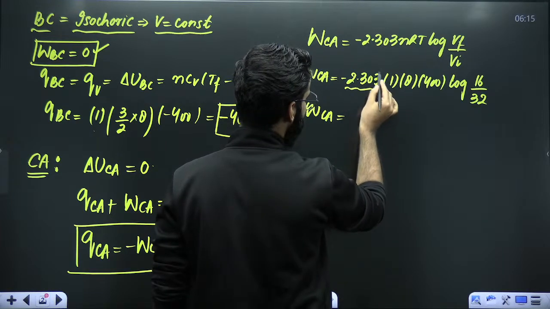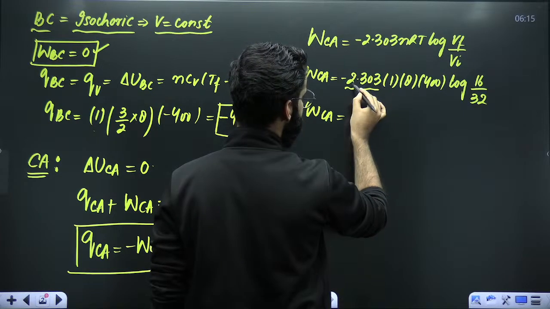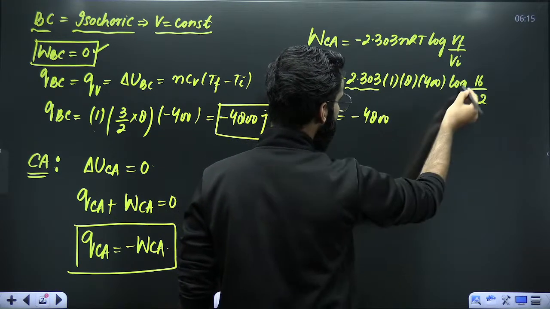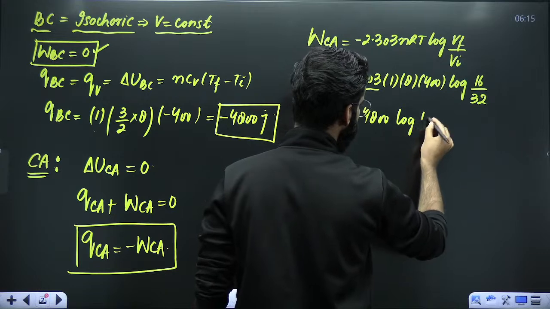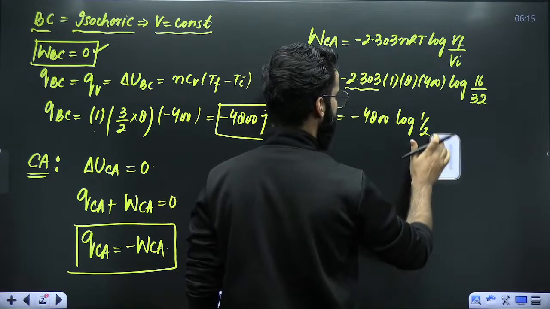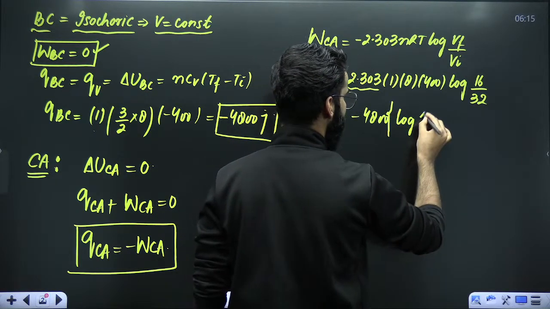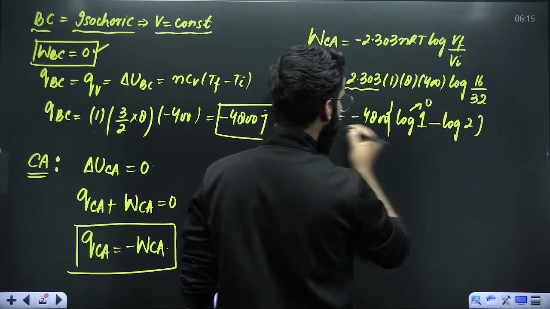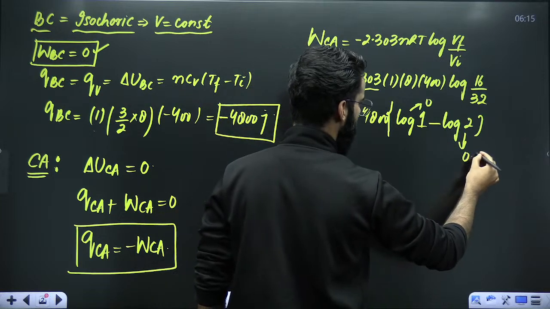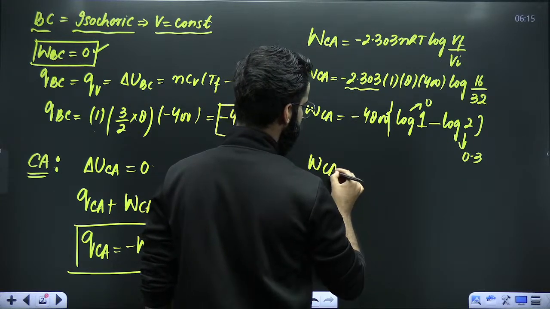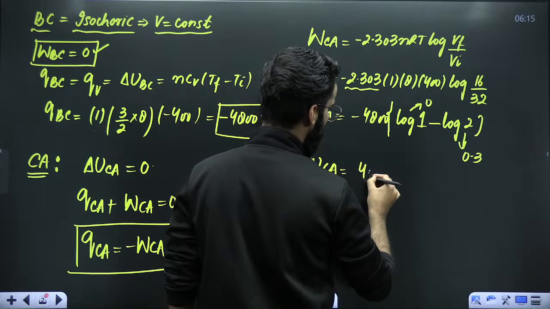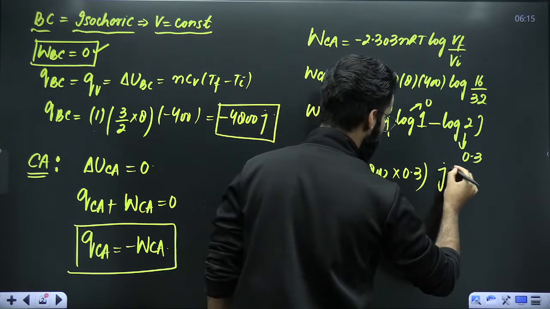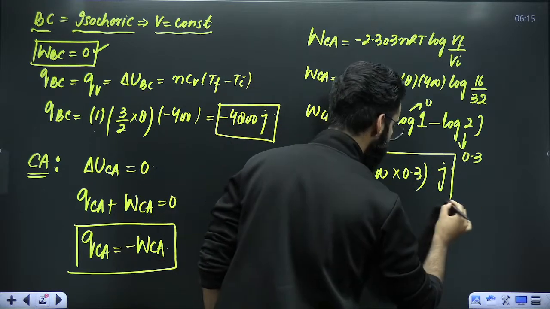Let's assume that this is approximately, I'm taking as 2. So 8 2s are 16. 16 into 4 is 48. So it's minus 4800 log of 1 by 2. Log of 1 by 2 you can write as log of 1 minus log of 2. Perfect. Log of 1 is 0 and log of 2 is 0.3. So WCA is coming out to be minus plus 4800 multiplied by 0.3 and the answer is going to be in joules. So this is the value of WCA.